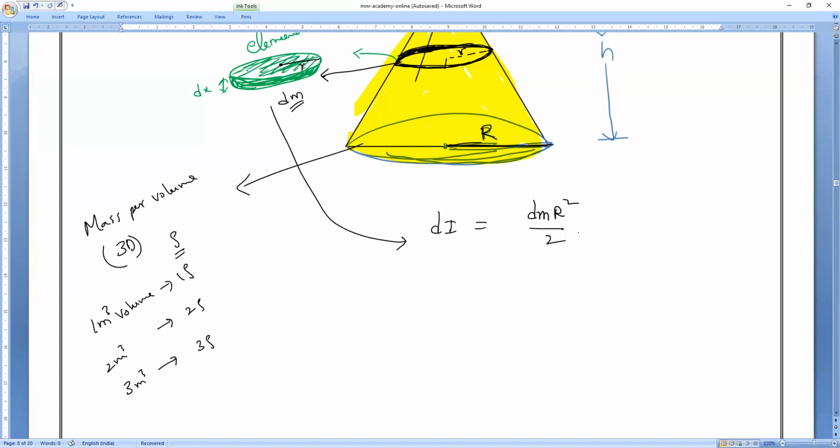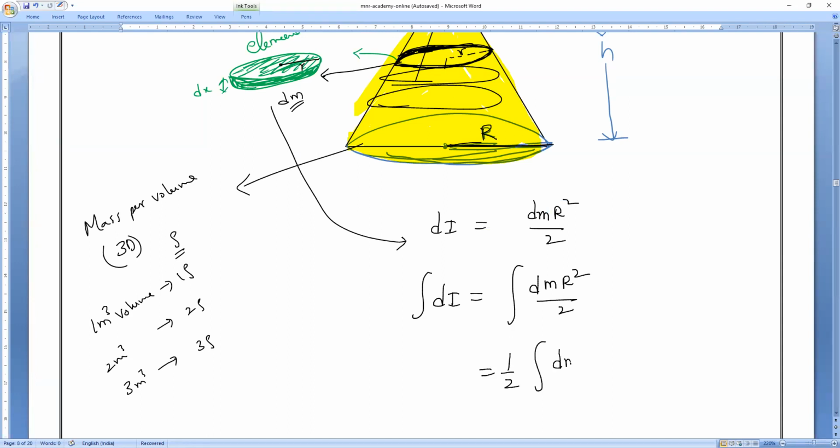dm r square by 2. So I can make infinity number of disks. So what we have to apply? Integration. So integration of dm r square by 2. We all know that I will put this 1 by 2 outside as it is constant. So I will write dm r square. Integration of dI is I. Is it okay? Are you clear, everybody?